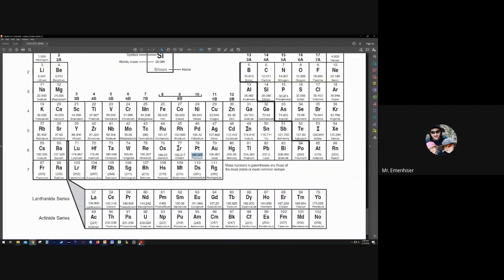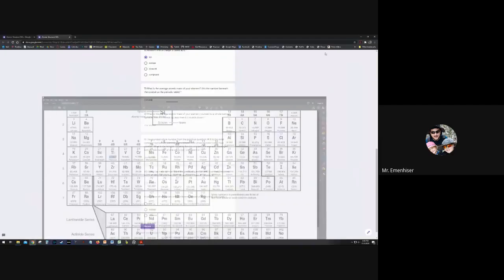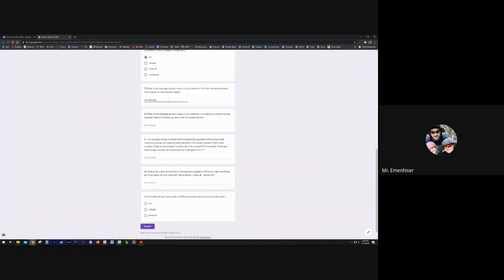I'm using Adobe Acrobat Reader DC, and you can actually copy text, which is really cool. That's why I like this program. But if you don't have this one, then I don't know if you'll be able to copy. If not, just look at the number and then put it in the Google form. So there's my number, and the unit for that is either AMU or grams. I'm going to put AMU for atomic mass unit.